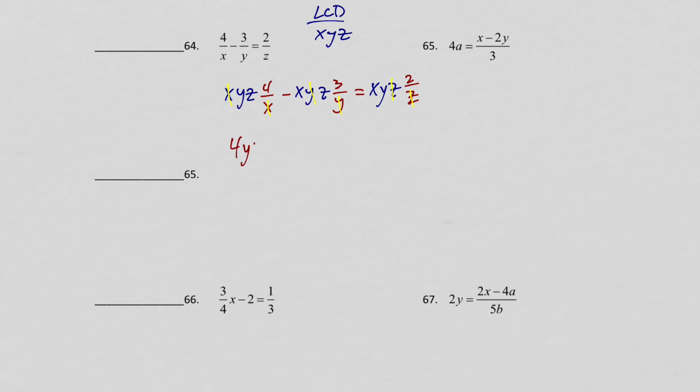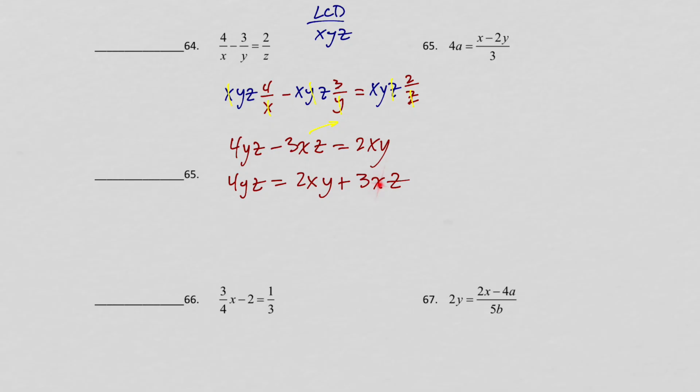So you end up with 4yz minus 3xz equals 2xy. I got rid of the fractions. Now I want to combine like terms, or isolate by bringing this over. So I'll move this to this side. And I have 4yz is equal to 2xy plus 3xz.